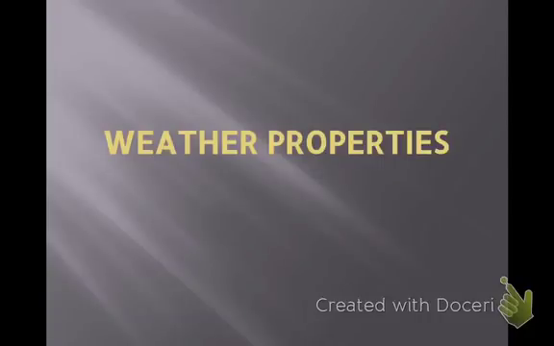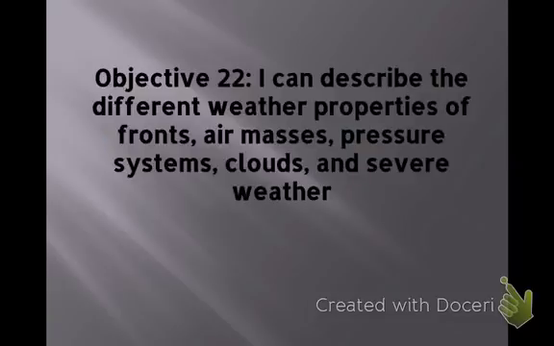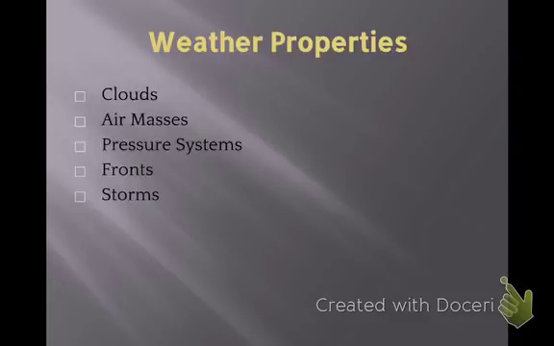Okay guys, this week we're going to be looking at all the things that make up weather, all the different properties of weather and how that helps us to predict weather. So let's get started. Objective 22 is what we're doing: I can describe the different weather properties of fronts, air masses, pressure systems, clouds, and severe weather. So here's what we're going to go through: clouds, air masses, pressure systems, fronts, and storms.